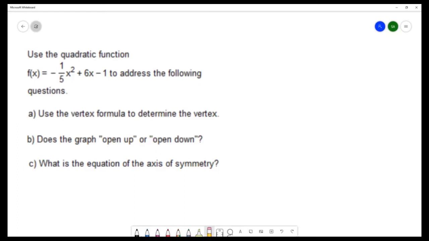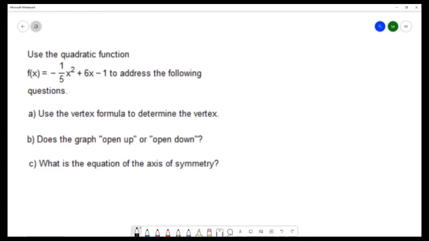We want to use the quadratic function f of x equals negative 1/5 x squared plus 6x minus 1 to address the following questions. We want to use the vertex formula to determine the vertex. We want to decide whether the graph opens up or down. I call this the orientation of the graph. And also state what the equation of the axis of symmetry is.